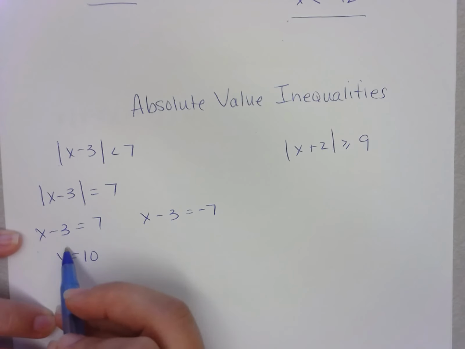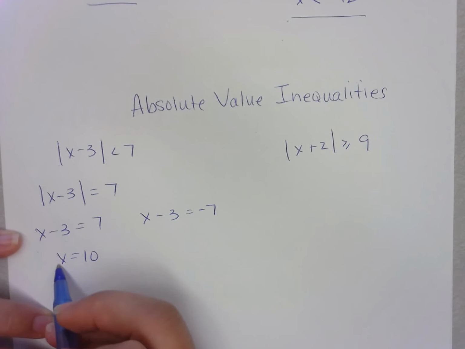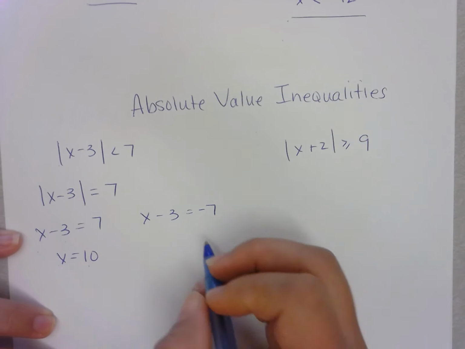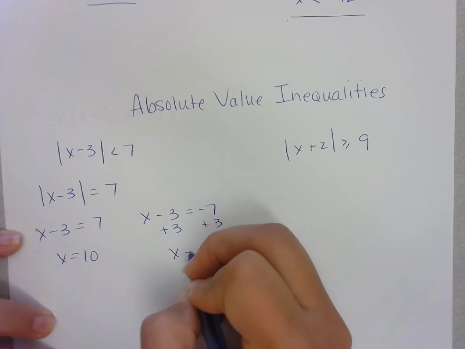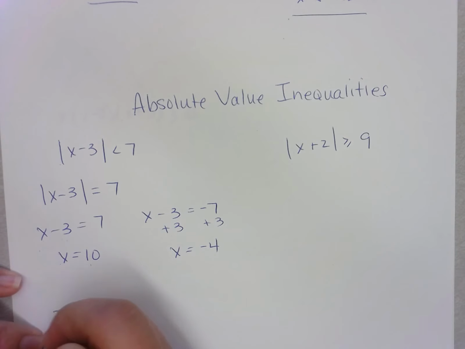I add 3 to both sides, here and here. I end up with x over here, and 7 plus 3 is 10. And then on the right, I'm adding 3 again. This time I get x equals -4. So what I like to do in these cases is I like to put them on my number line.